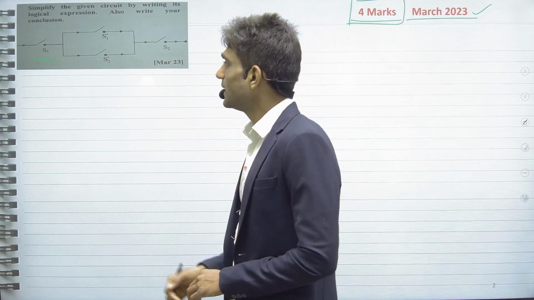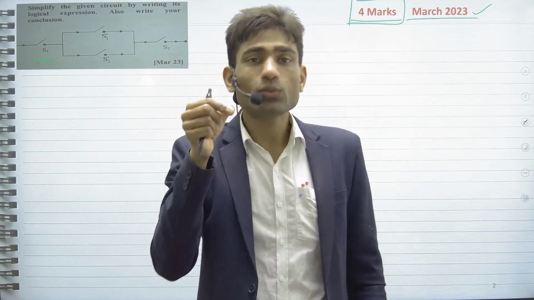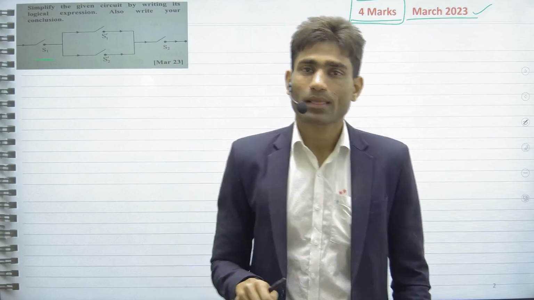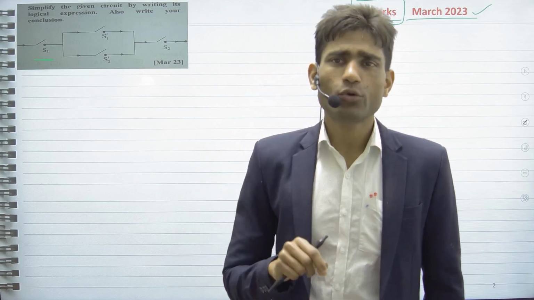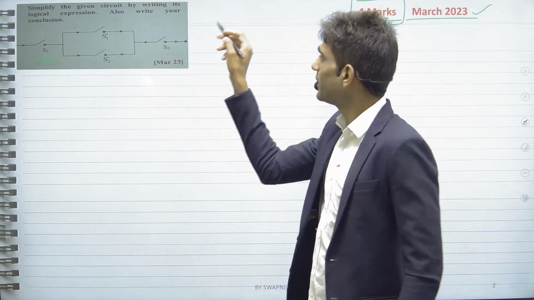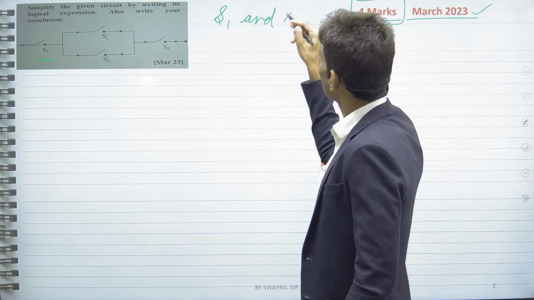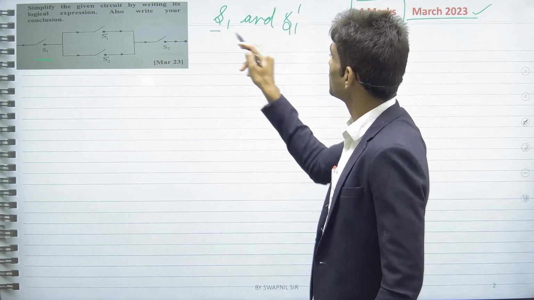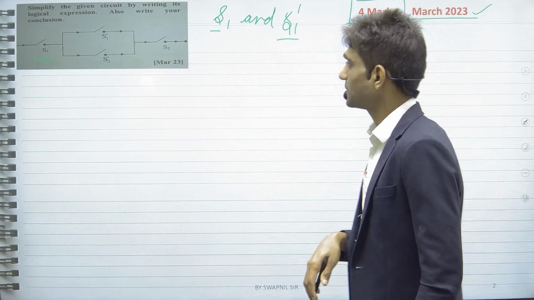Now see how many switches we have: 4 switches, S1 and S1 dash. You need to understand the difference between these two, because these carry 1 or 2 marks in your board exam, so you have to mention that part in your paper. So let me explain the difference between S1 and S1 dash.